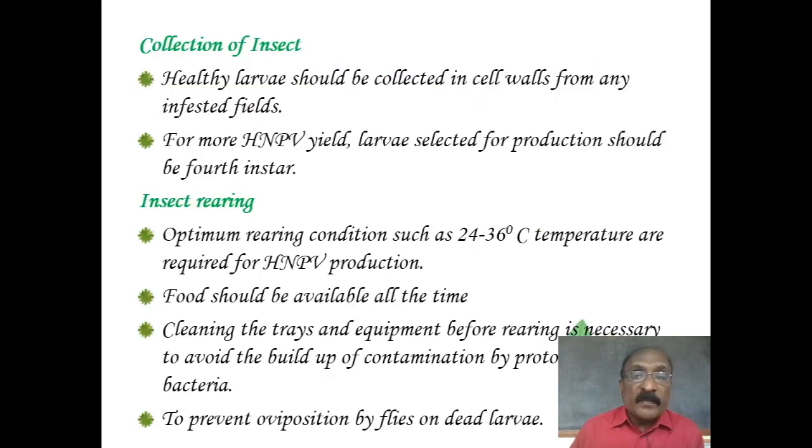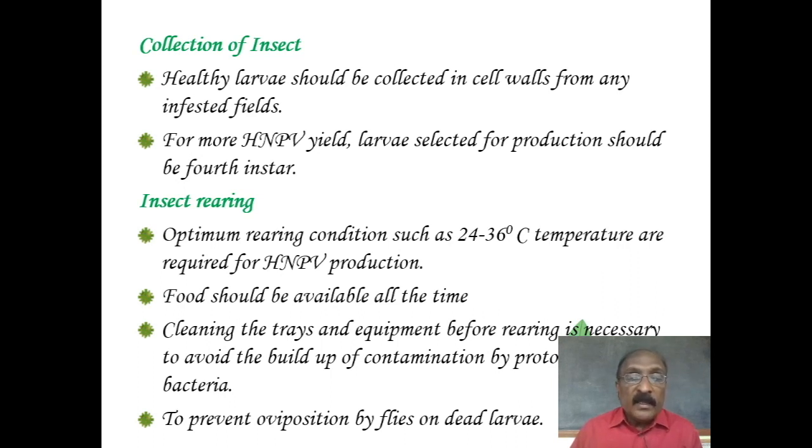Collection of insects. Healthy larvae should be collected in cell walls from any infested fields. For more HNPV yield, larvae selected for production should be fourth instar.